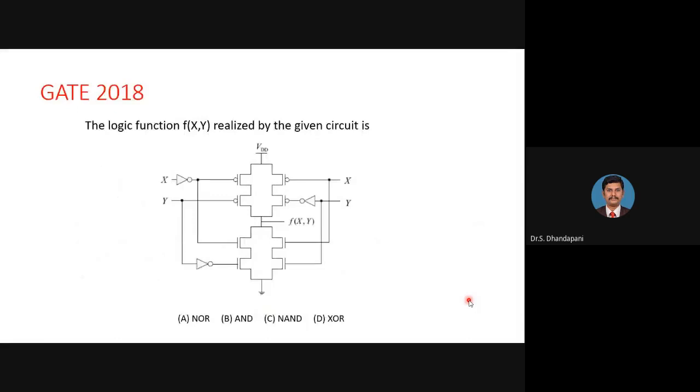Next interesting question from GATE 2018 question paper. One logic circuit is given. We want to find what is the logic function of f of x comma y, which is taken in this place. So in this place, we want to know what is the output. Four possible answers are given, whether it is NOR, AND, NAND, or XOR. Let us analyze the operation of this circuit.